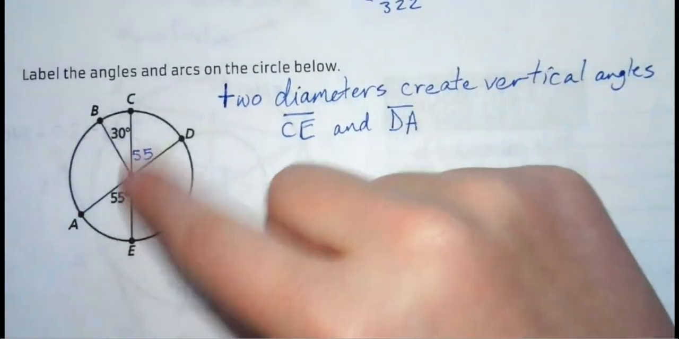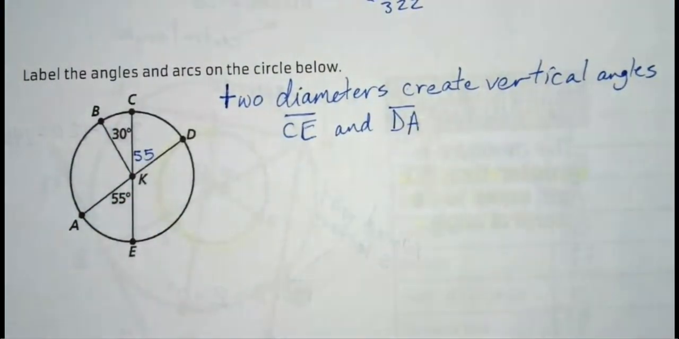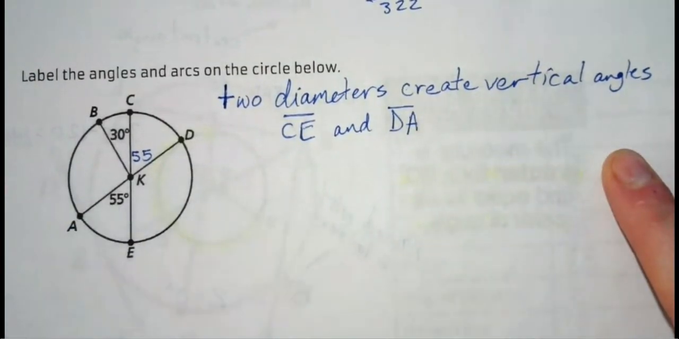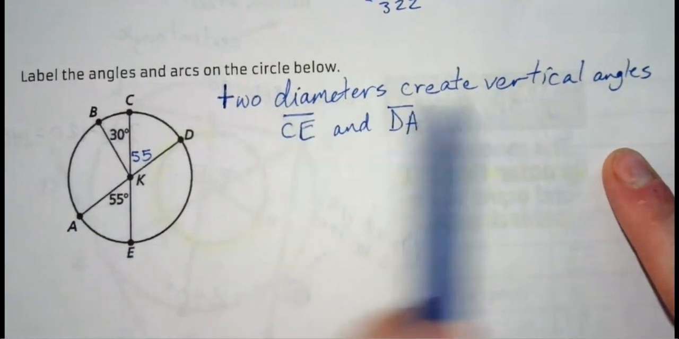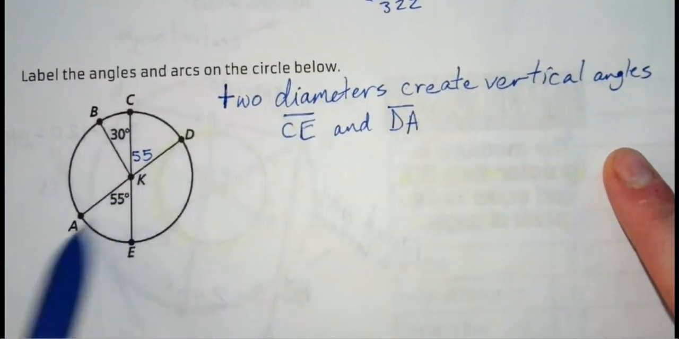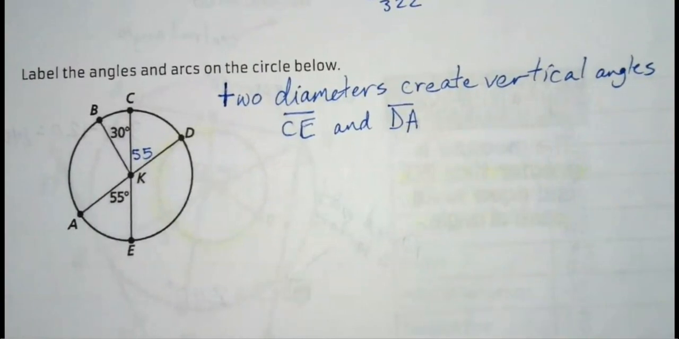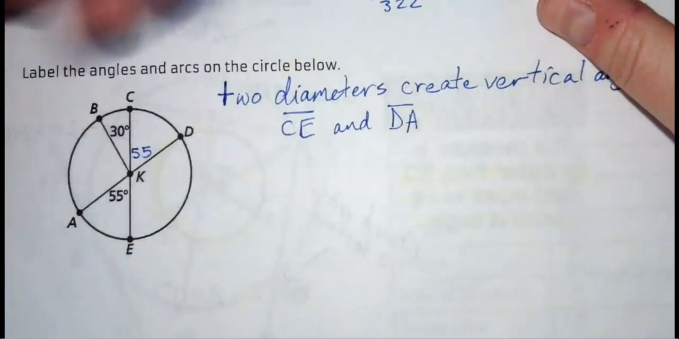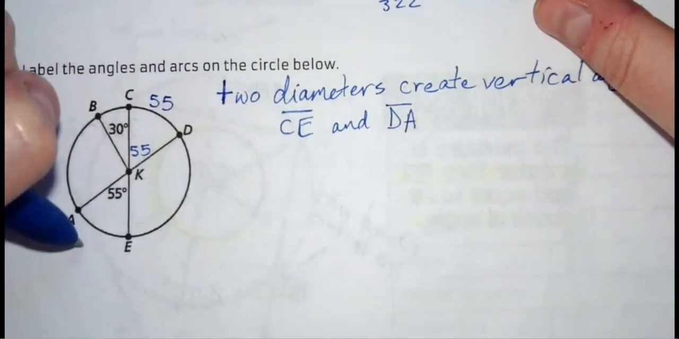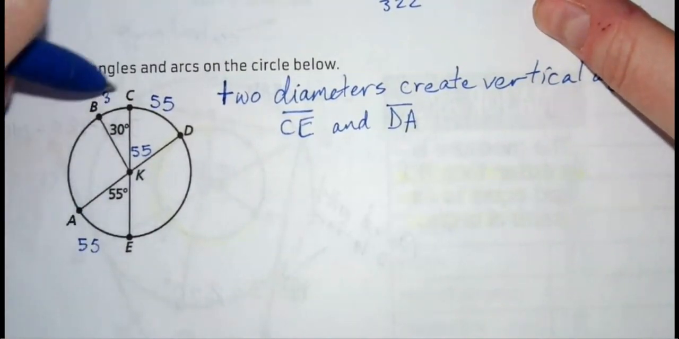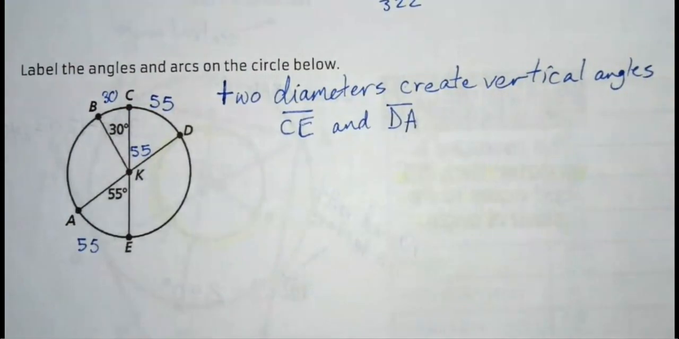And then you know that these two are going to add up to, well, no, they don't add up to, they are equal to each other. So how do we know that both of these are 55? You know that because two diameters create vertical angles. They intersect, they create this X, and then those opposite angles are going to be vertical. Okay, so that's 55 there. These are also 55 because these all match. The angles match the arc.